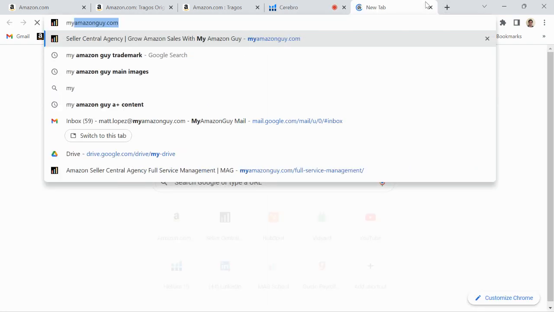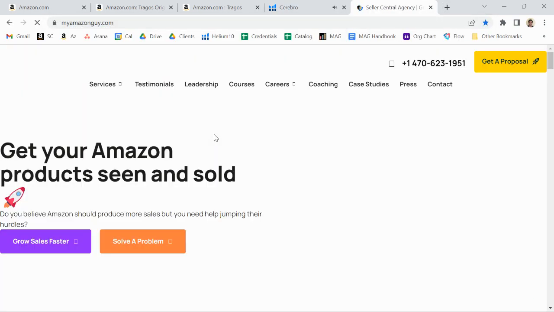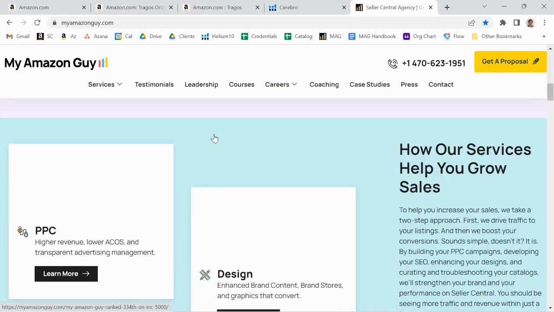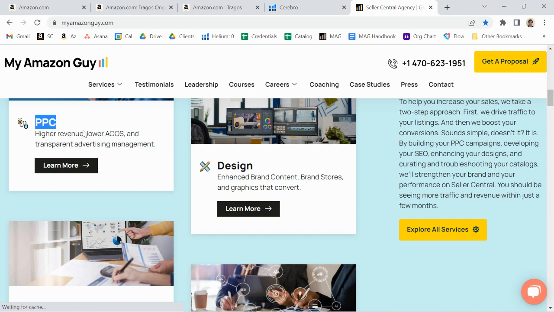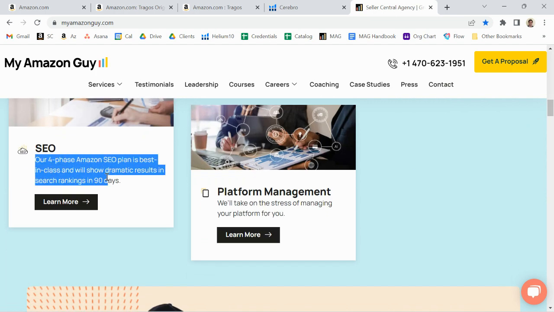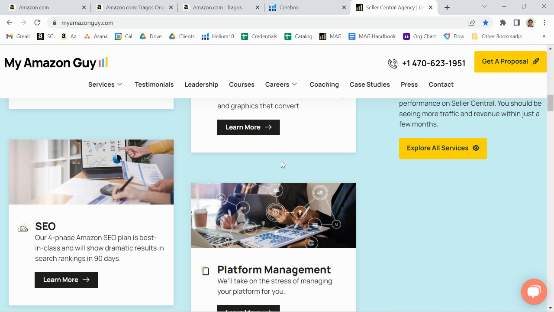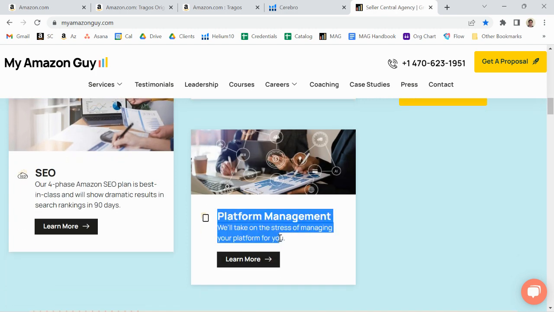So shared with you a little bit about us, but we are a full service agency here. We can help build out that A+ content that's missing. We can build your branded store. We can run PPC. We can do all the organic keyword work, the SEO stuff that I was talking about, and help you with the catalog management side as well.